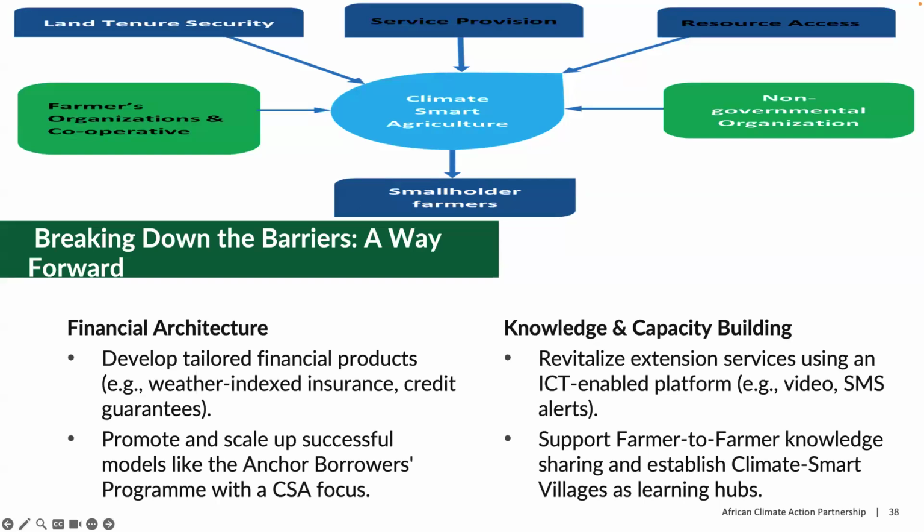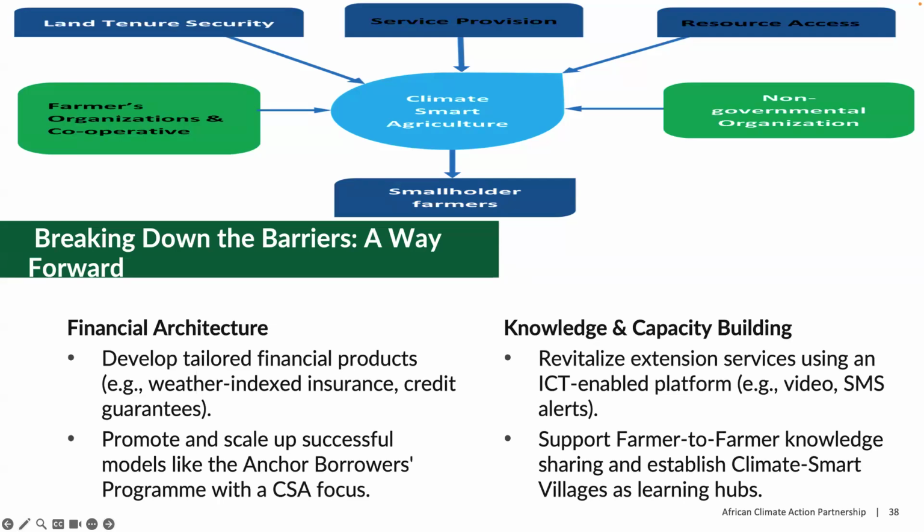So now, what are the possible solutions that we are thinking towards in mitigating this cluster of problems? The financial architecture has to be redesigned in such a way that it is tailored toward financial products, just like index insurance and credit guarantees, and it should be expanded to reach even the farmers in the remote areas. And then knowledge and capacity building.